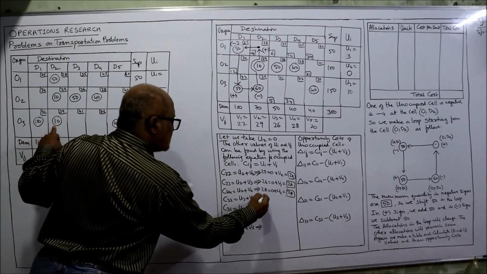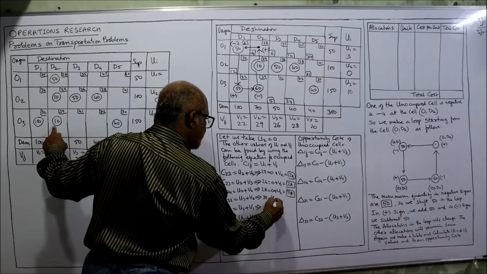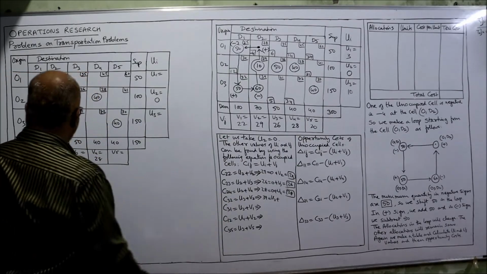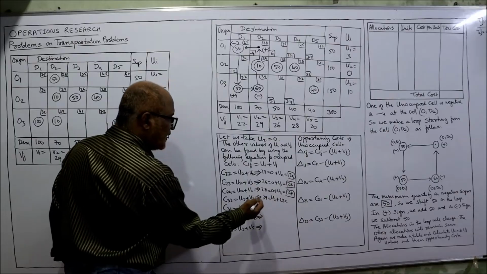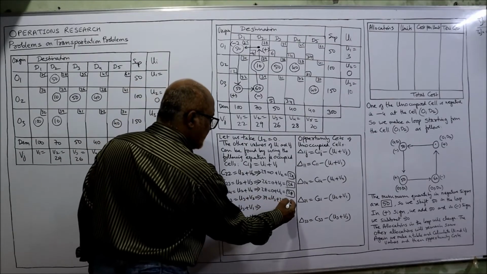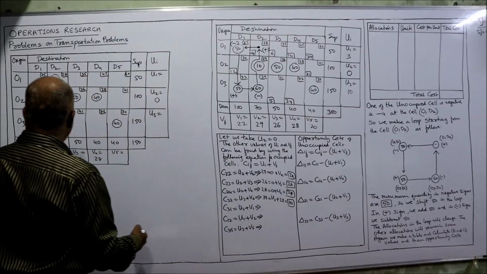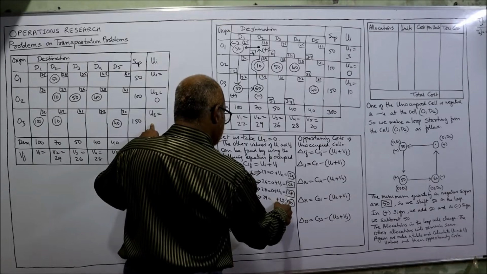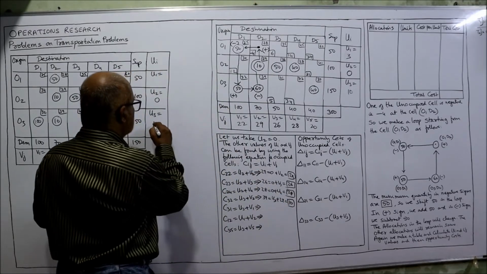So how much is C32? 39. C32 is 39, which is equal to U3, we don't have, plus V2, we have 29. So bring this 29 to the left hand side. So 39 minus 29, 10. So we got U3 is equal to 10. U3 is equal to 10 we got, right?